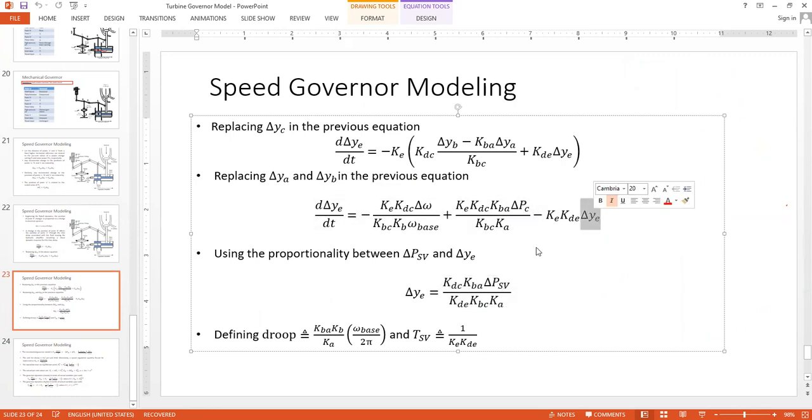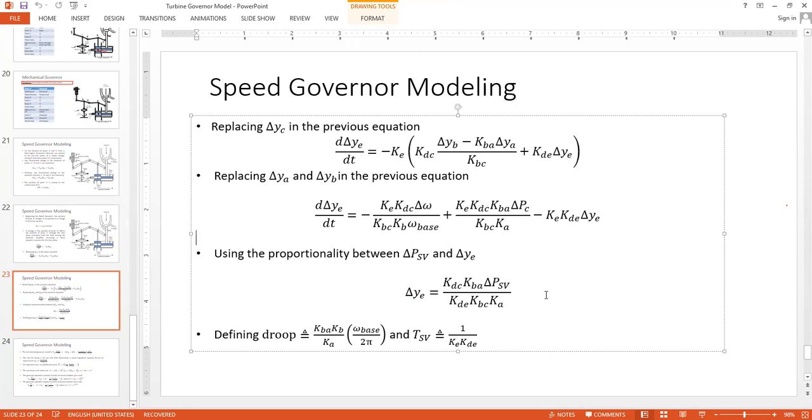Del YE is replaced by this whole thing. The constants, whatever proportionality constants are coming on the left hand side after replacement, are taken to the other side, and there will be some cancellation, of course. There are many terms, there will be some cancellations. Droop, we will be replacing droop by some terms here. So you can see KBA, KB over KA.